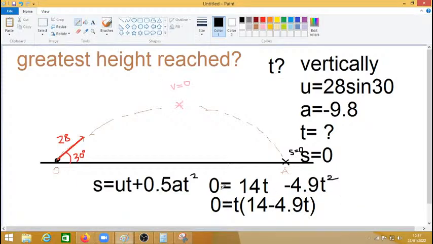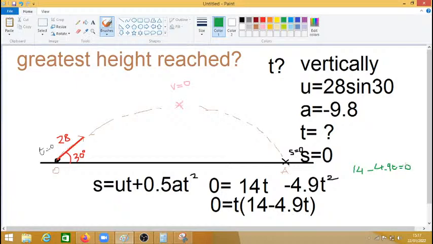So that means that either t has to be equal to 0, which it is at the beginning, we know that. And then the other version is that 14 take away 4.9t has to be 0. So let's solve that on the side. We've got 14 take away 4.9t is equal to 0. Let's rearrange that.